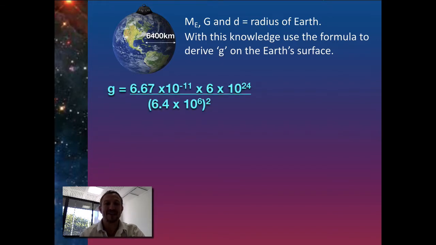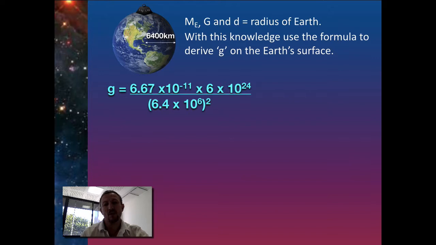6.67 times 10 to the negative 11 is our G, our gravitational field constant. We've then got our mass, 6 times 10 to the 24 kilograms. That's the mass of the planet. And we've also got our distance, not our diameter, our distance that we are from the center of the Earth, which is 6.4 times 10 to the 6. That's our distance, and we're going to square that.